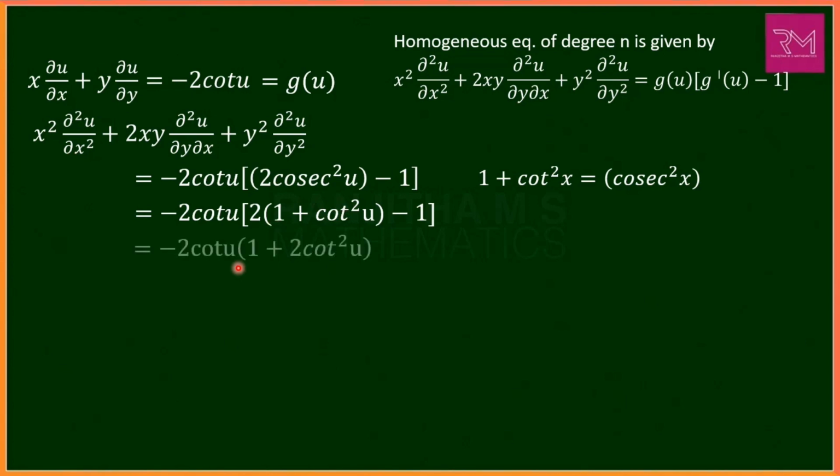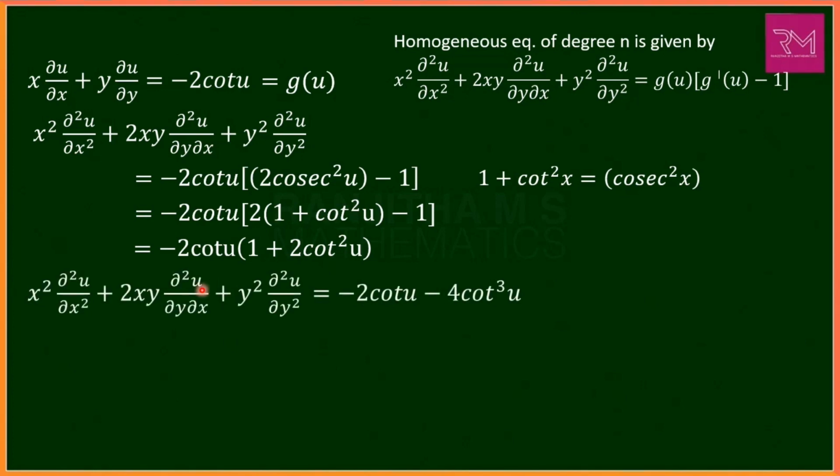Multiply 2 inside the bracket, we get minus 2 cot u into, here 2 into 1 is 2 minus 1 is 1, plus 2 into cot square u is 2 cot square u. Multiplying minus 2 cot u inside the bracket we get x square into del square u by del x square plus 2xy into del square u by del y del x plus y square into del square u by del y square, which is equal to minus 2 cot u into 1 is minus 2 cot u, plus minus 2 cot u into 2 cot square u is minus 4 cot cube u.